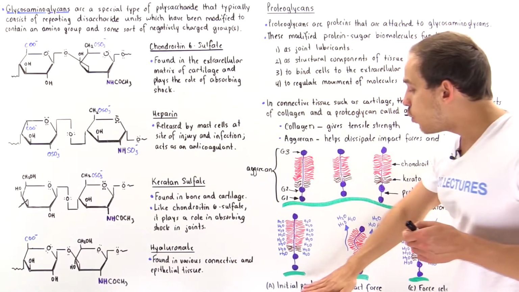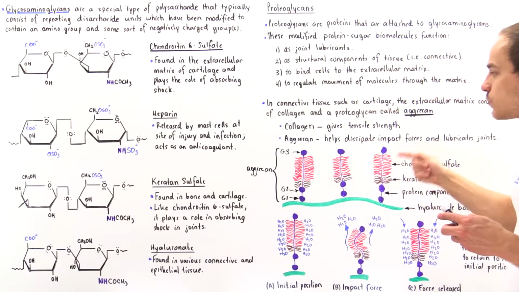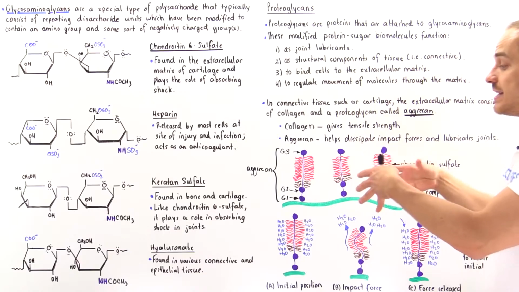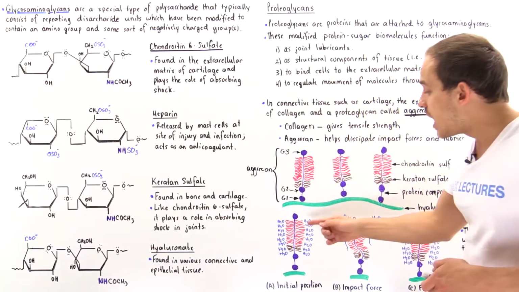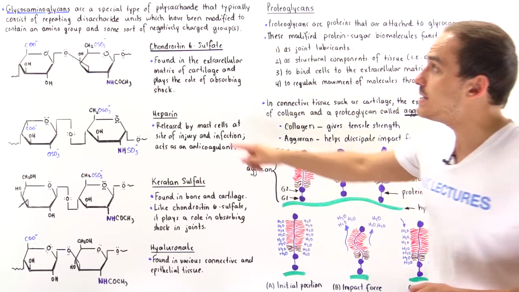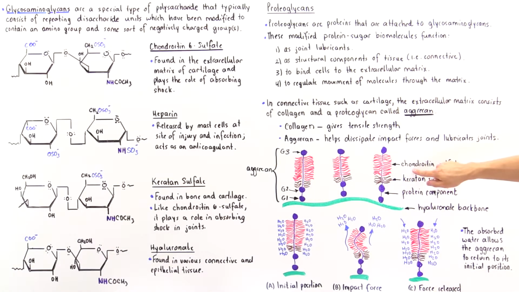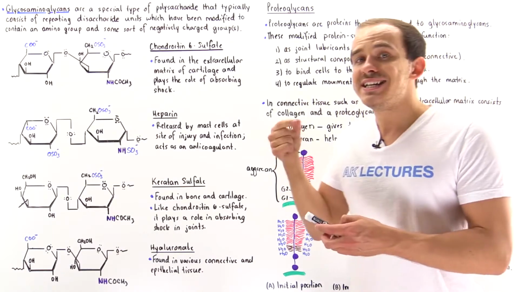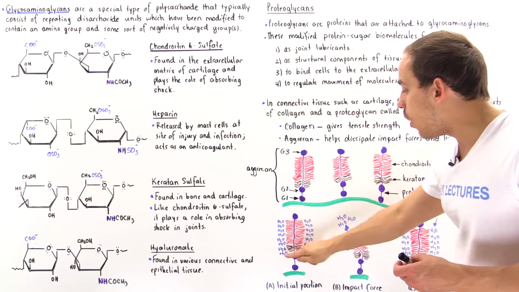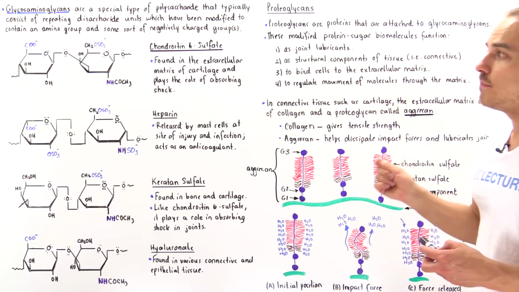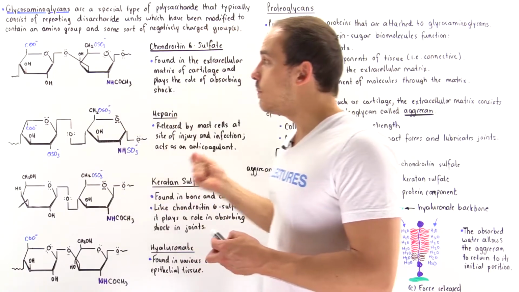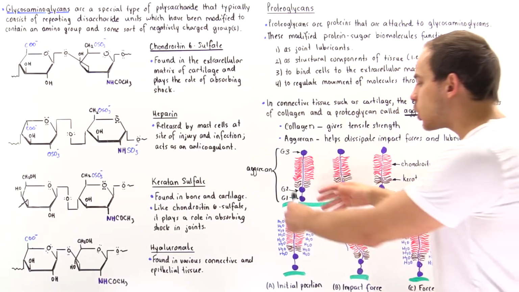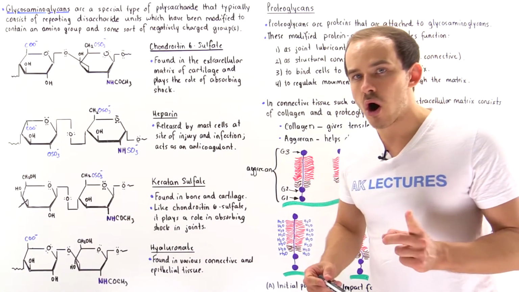And what that means is when these aggrecan molecules are in their initial position, we'll see that a bunch of water molecules will be absorbed and attached onto these glycosaminoglycans. The red ones are the chondroitin sulfates and the brown ones are the keratan sulfates. And so we're going to have non-covalent interactions between the water molecules and these glycosaminoglycans. So we see that the glycosaminoglycans, as a result of their negative charge, are able to absorb the water molecules, and so this section will be lubricated with water.